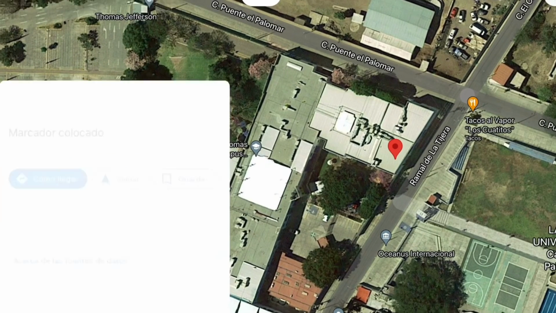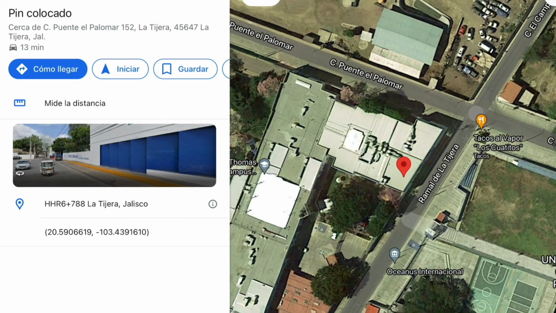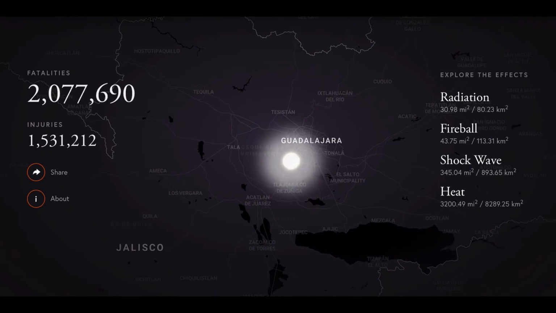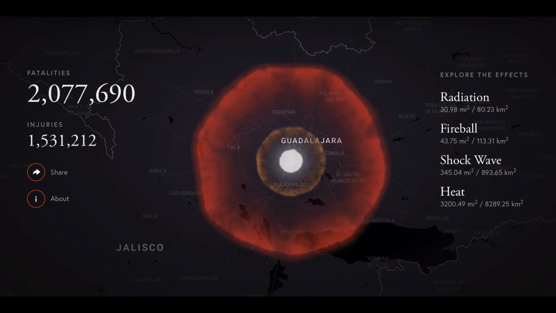Let's say that hypothetically someone launches a Tsar Bomba above the school, which is at the coordinates 20.59066619 and minus 103.4391610. Find the standard and general form of the fireball, heat, shockwave, and radiation.